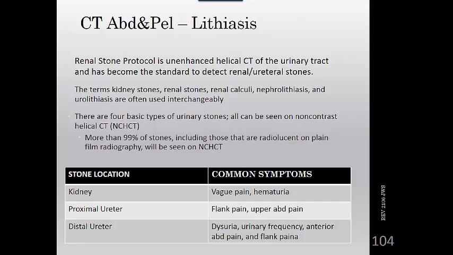And then if it's in the distal ureter, there's going to be dysuria, urinary frequency, anterior abdominal pain, and flank pain. Most commonly, that's what you'll get in the diagnosis: left or right flank pain. Sometimes they'll tell you it feels like it's going into the groin area as well.